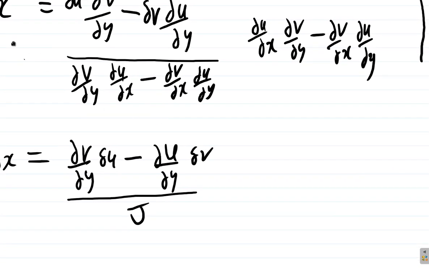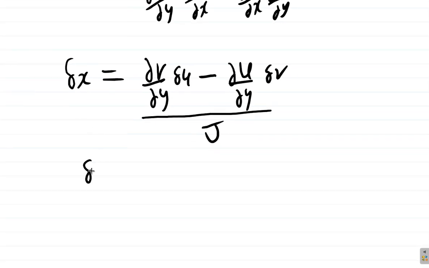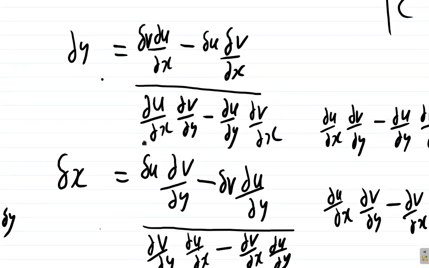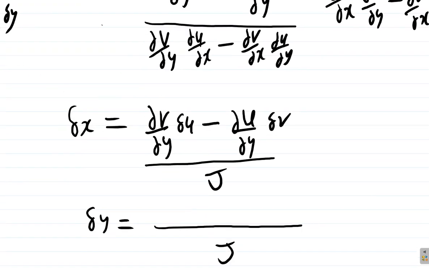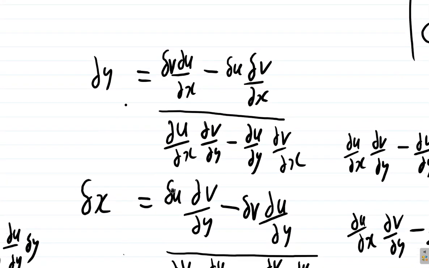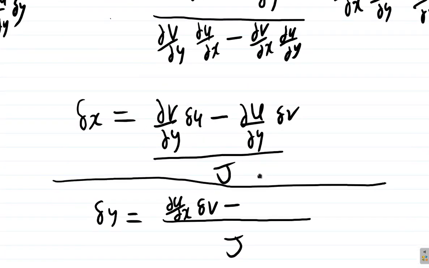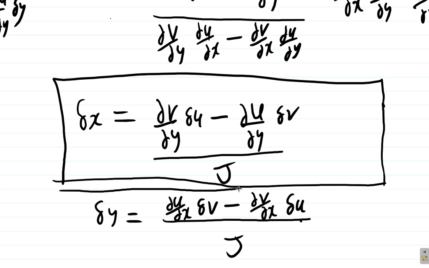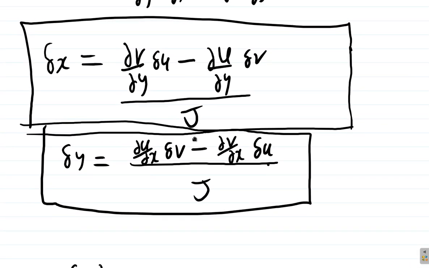Alright? And then del y would be equal to delta u by delta x del v, minus delta v by delta x del u. Let me separate them, I wrote them too close. Let me just put them in boxes to separate them. Here you have del x and del y. See that?